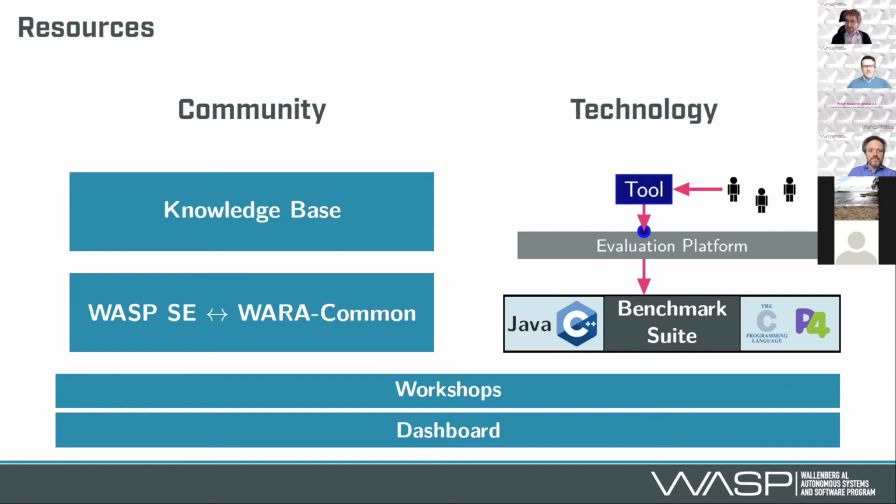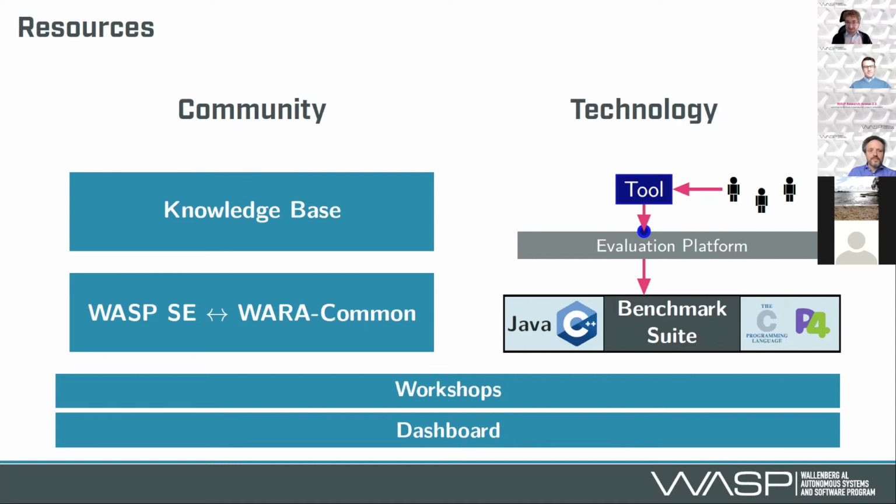In later phases, we plan to expand this also to interactive software tools in activities like code review or continuous integration. To connect these community and technology pillars, we have two connecting activities. Those are WARA workshops, which we will be organizing the first of very soon, and a WASP software engineering dashboard that highlights recent results and shows the tools that we have developed for access to the wider community.